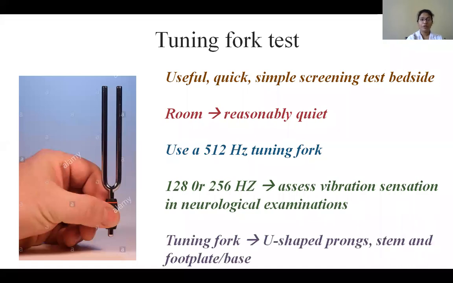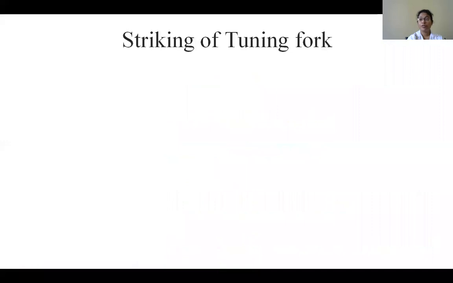Then, now look at the parts of the tuning fork. Now this tuning fork consists of U-shaped prongs. These are the two prongs which are connected here. And then we have a stem. We hold the tuning fork near the stem, and this is the foot plate or base of the tuning fork. So you have to remember this part. This is prongs, stem, foot plate or base. Then next, how do we use tuning fork?